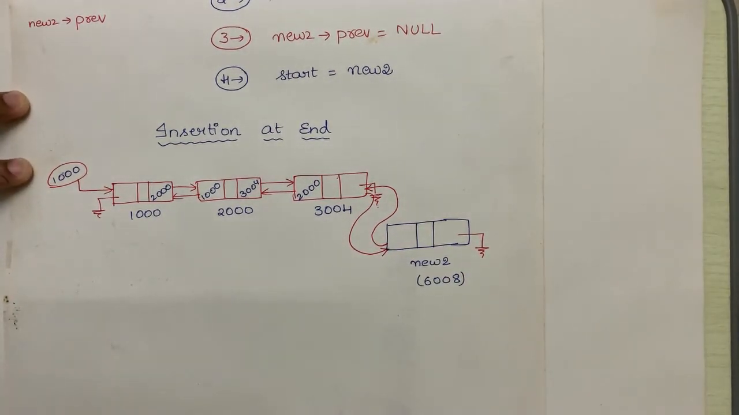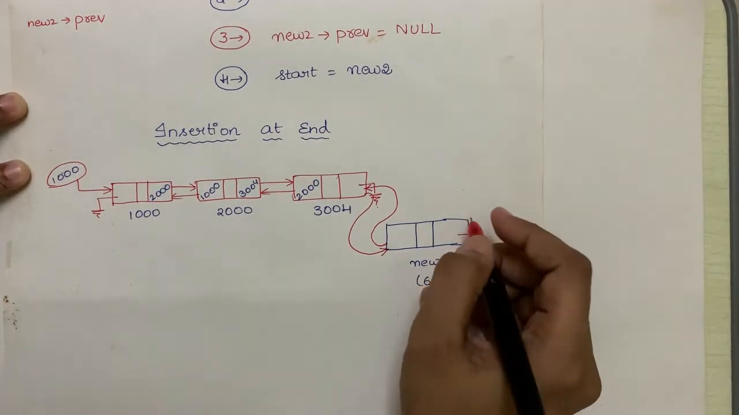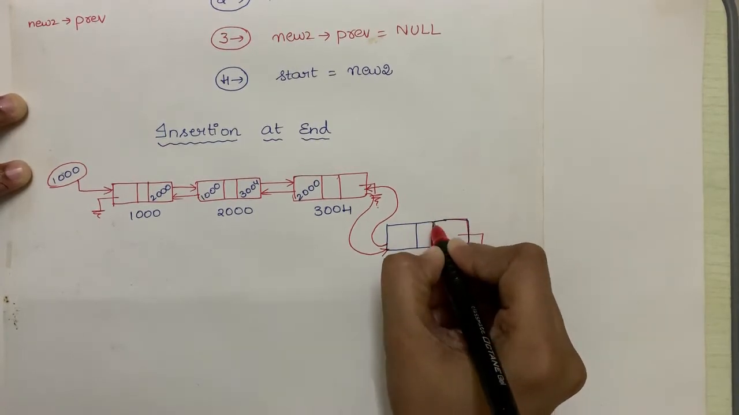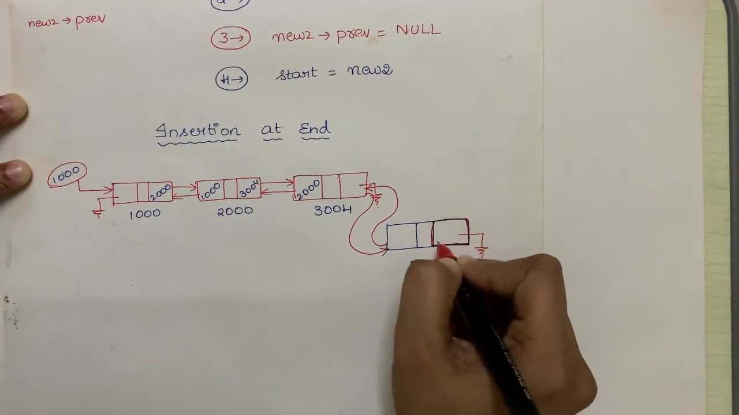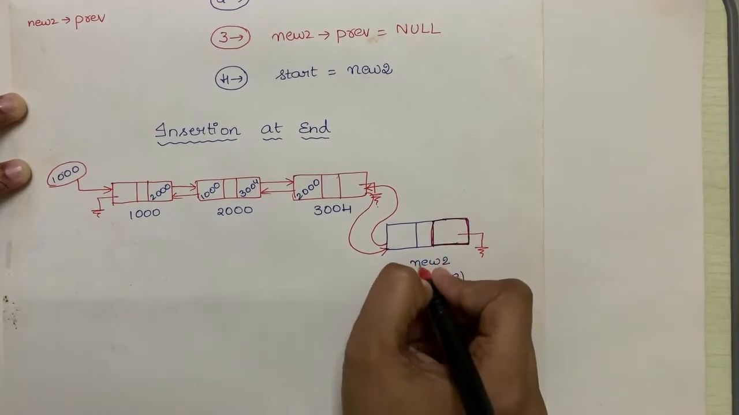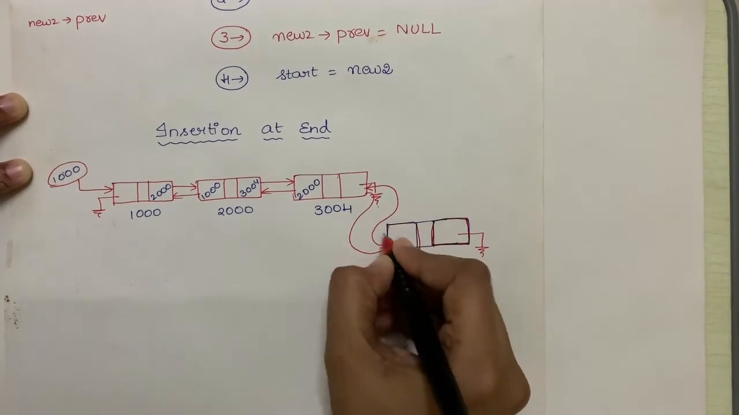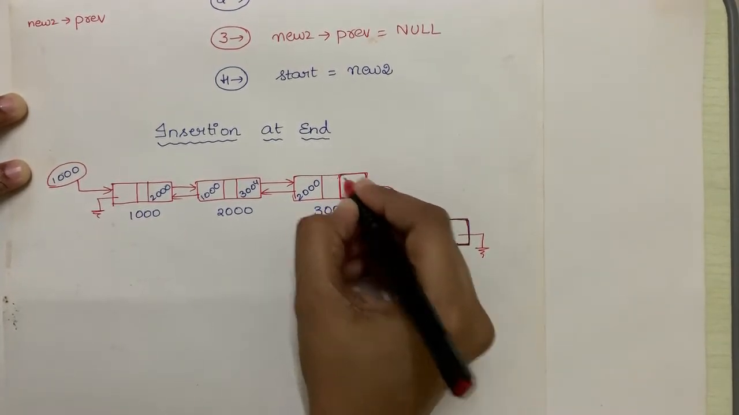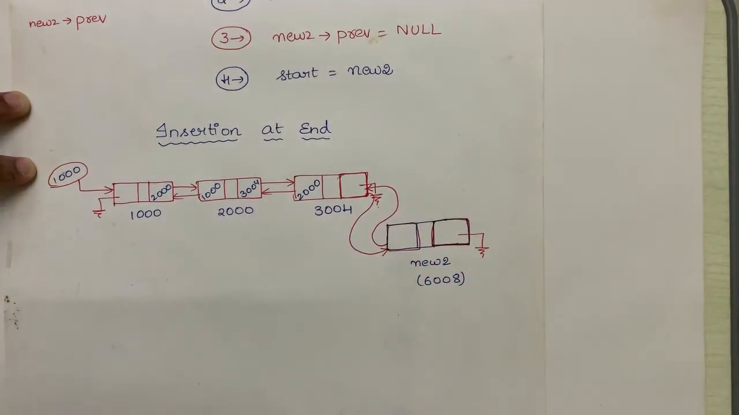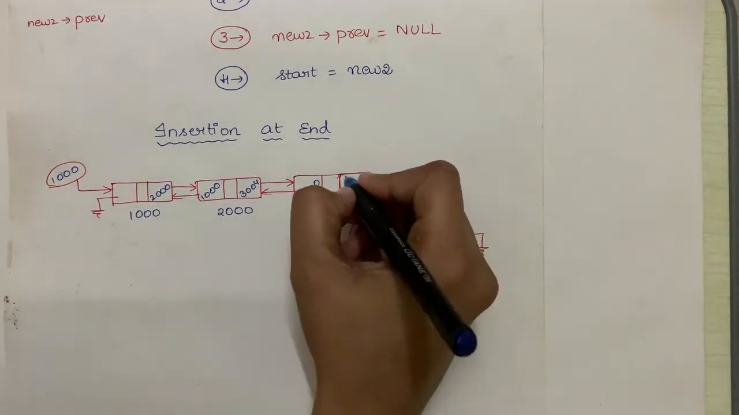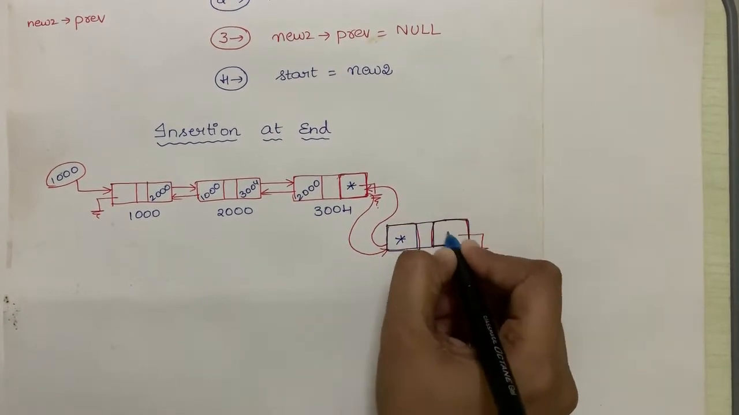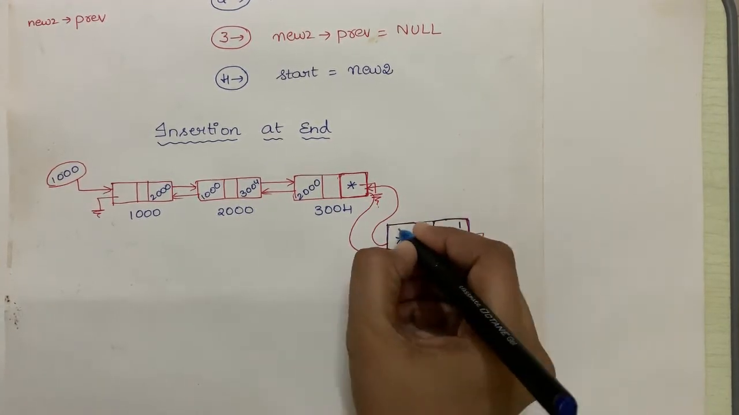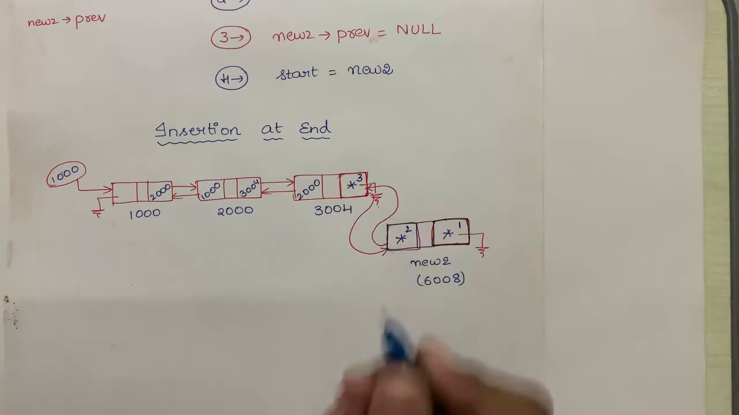Okay. Now we should know the fields to be updated. The first field is this one, new2 next part should store null, and new2 previous part should store 3004, and 3004's next part should store the address of the new node 6008. So there are total 3 operations. So we should write from right to left. So this should be our first operation, second operation and third operation.